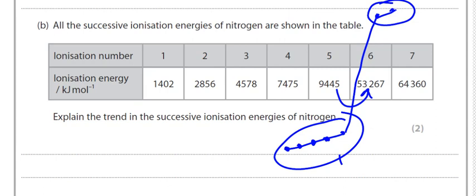Explain the trend in successive ionization energies of nitrogen. You can say the first 5 electrons are present in the outermost shell, removed from the same shell. There is a huge increase between the 5th and the 6th ionizations. This is because the 6th electron is removed from a new, completely filled shell which is closer to the nucleus. Therefore, huge energy should be given to remove that.